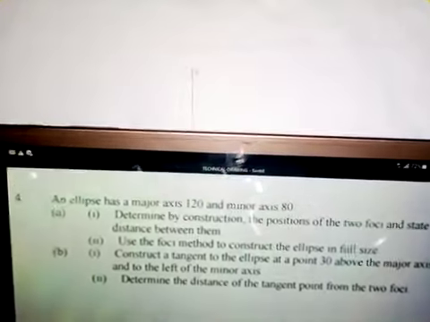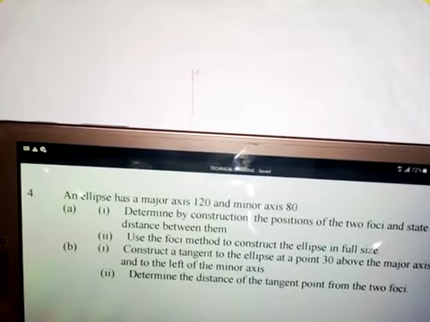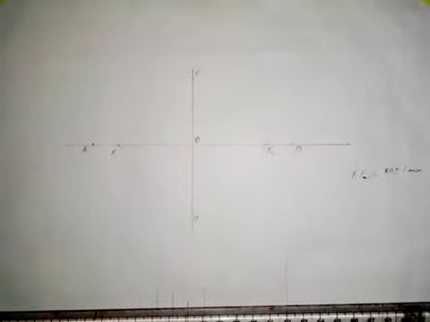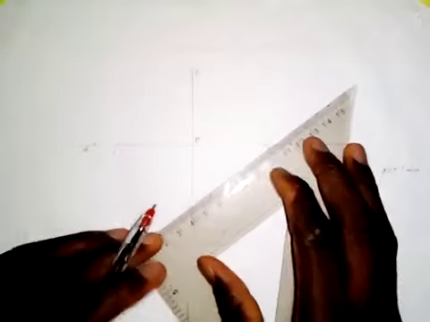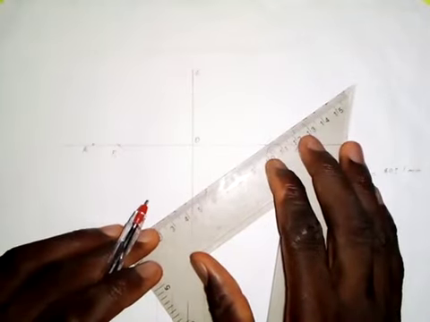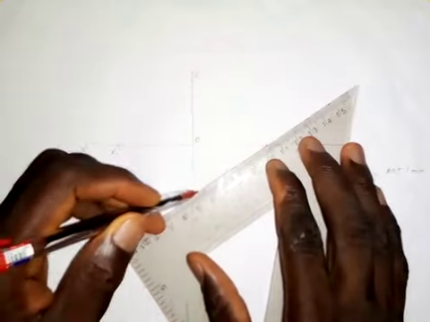So Roman figure 1 question, Roman figure 2 question A says to use the foci method to construct the ellipse in full size. So let's go and construct the ellipse. What we need to do now is to divide distance OF1 and OF2 into a number of equal parts.